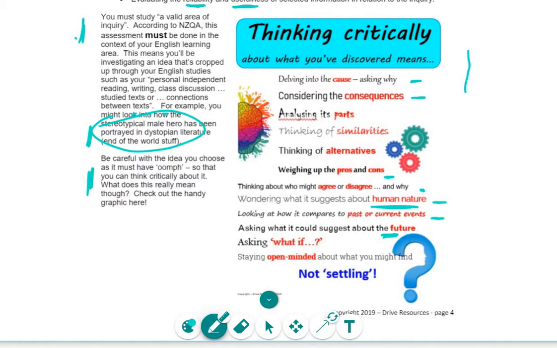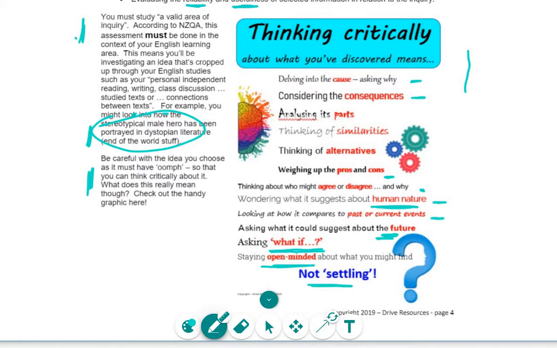It's supposed to be set in the future, but actually a lot of the things in that movie we can do already. But what are the implications? So asking what if, so different scenarios, or what if this carries on, again connecting to the future. What if we changed an element, things like that. And you've got to stay open-minded about what you might find. You can't just go in thinking, I already know the answer, so this is it, so there. Actually enjoy the process of learning, looking at different sides of things.